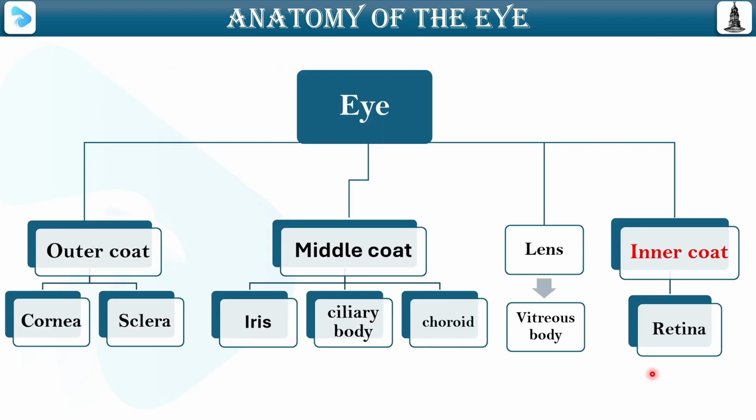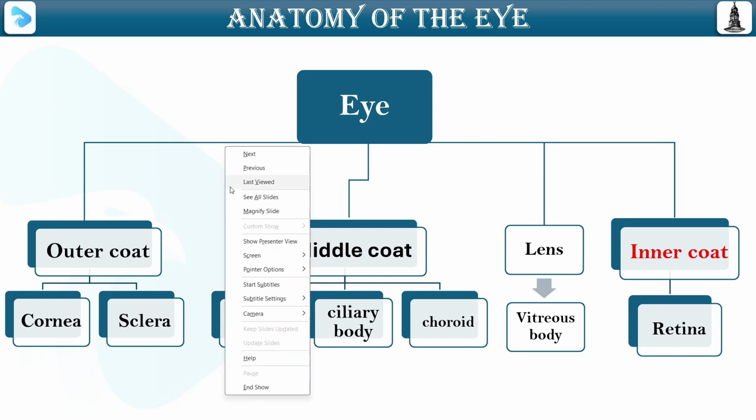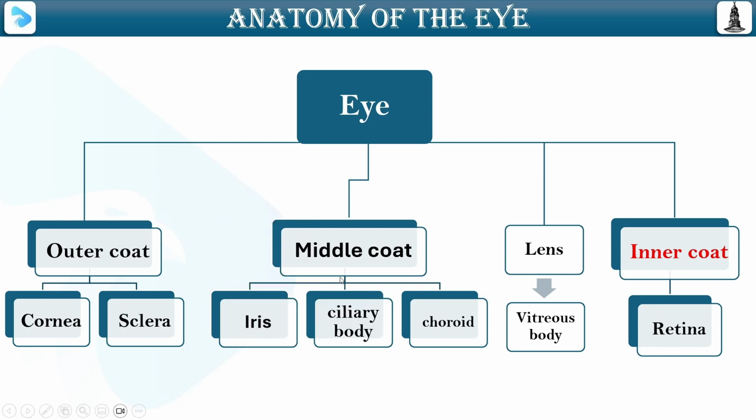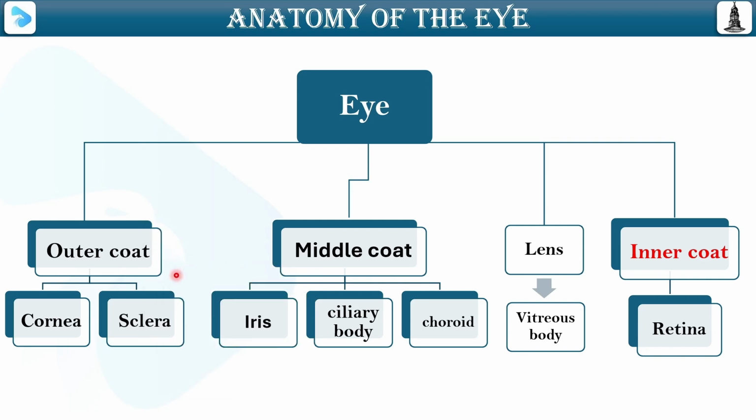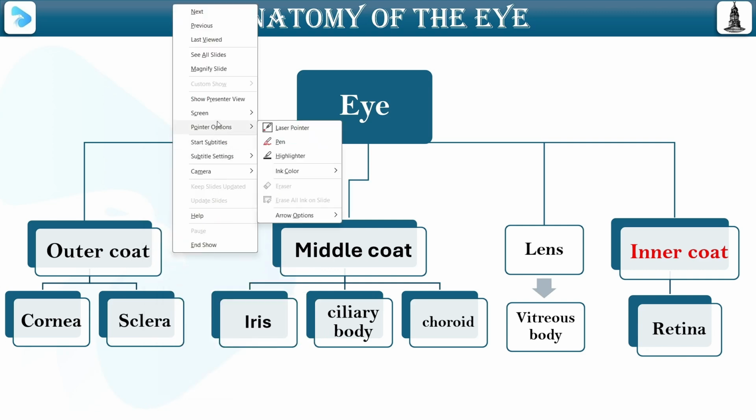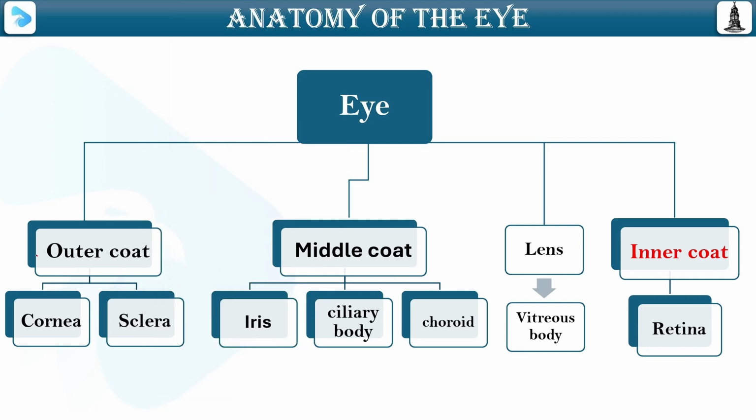Okay. By this, what have we done? Let's see this. We finished the outer coat, which is formed of the cornea and the sclera. And we said it was a fibrous layer. Its main function was the protection of the eye.